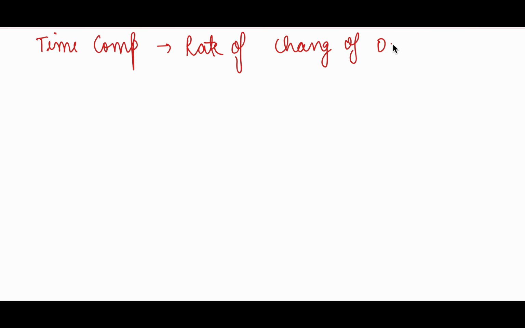Okay, so let me define it once again. We have already discussed this, but I'm giving a revision. So time complexity is generally the rate of change of operations with respect to the data size. Now, why is this important?